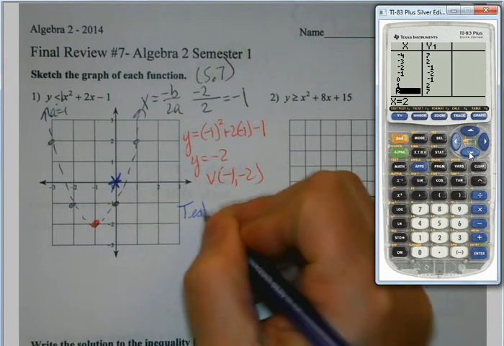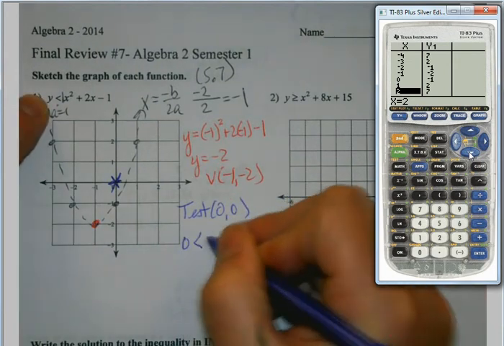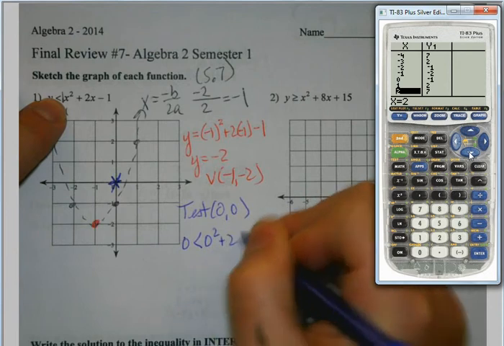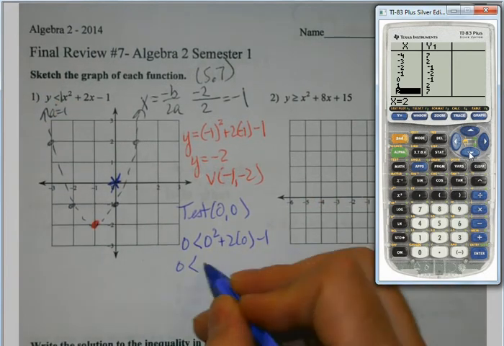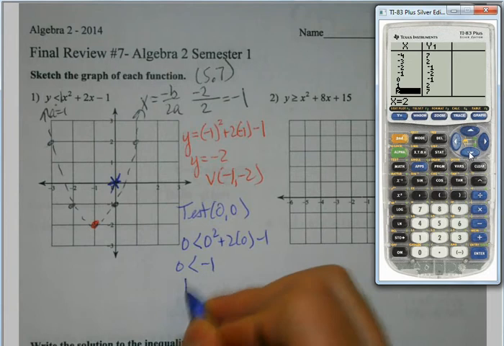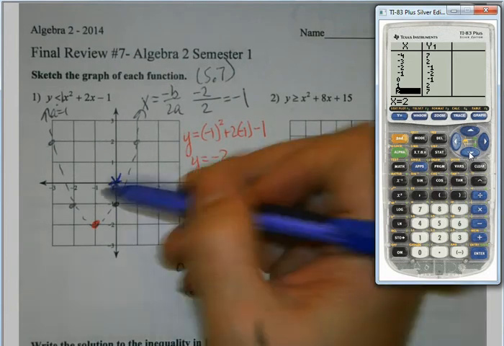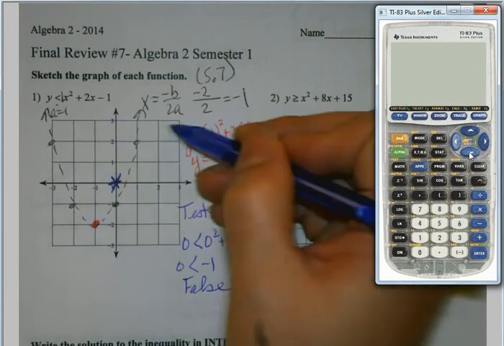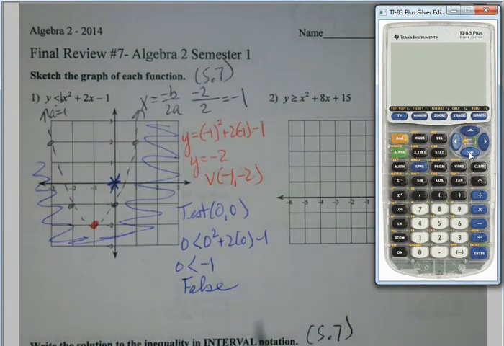And here's why. If I test 0, 0, plug in 0 for y, plug in 0 for my x's, and basically that wipes out everything except this negative 1. It makes the math easy. So then the question is, okay, 0 is less than negative 1. That is not true. That's false. So, since that's false, I don't shade where the dot is inside. I shade outside where the dot is not. And that's how we're going to deal with some of those.